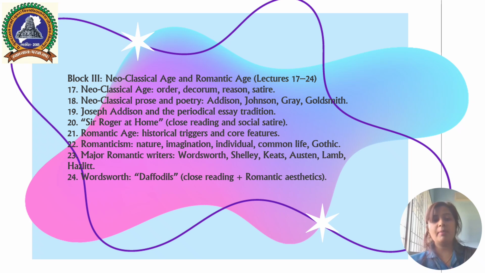Then we will study the pre-romantic age, the romantic age, the historical triggers of the romantic age and the core features of the romantic age. Romanticism: its nature, imagination, individual, common life, Gothic. Then major romantic writers like Wordsworth, Shelley, Keats, Austen, Lamb and Hazlitt. Then we will have a close reading of Daffodils and romantic aesthetics.